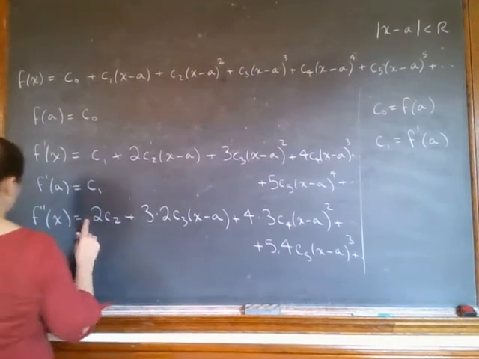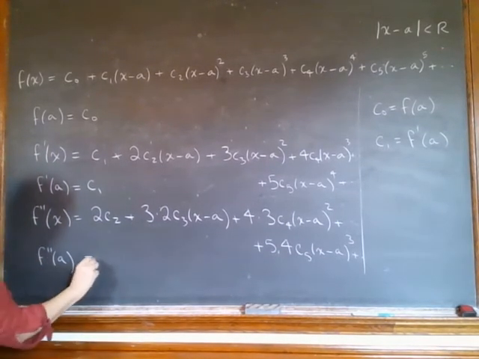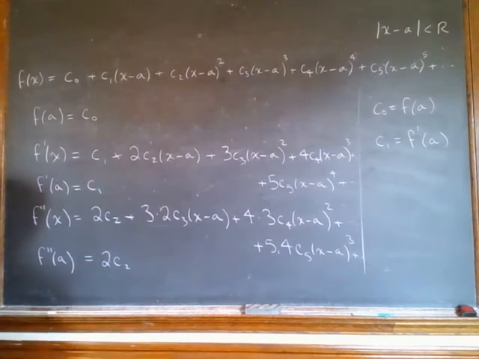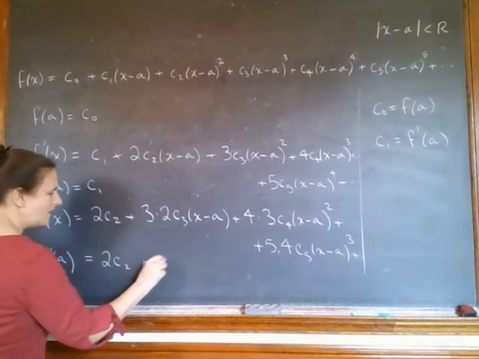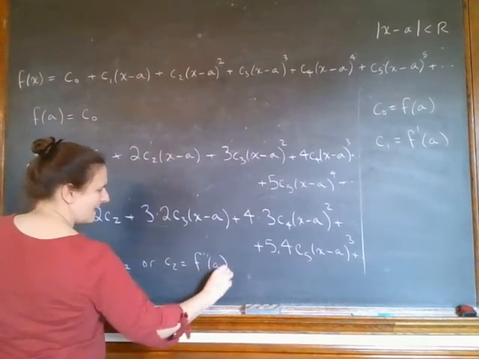And it tells you here that the second derivative, once I plug in x equals A, is going to be 2 c2, or c2 is going to be the second derivative of f at A over 2.